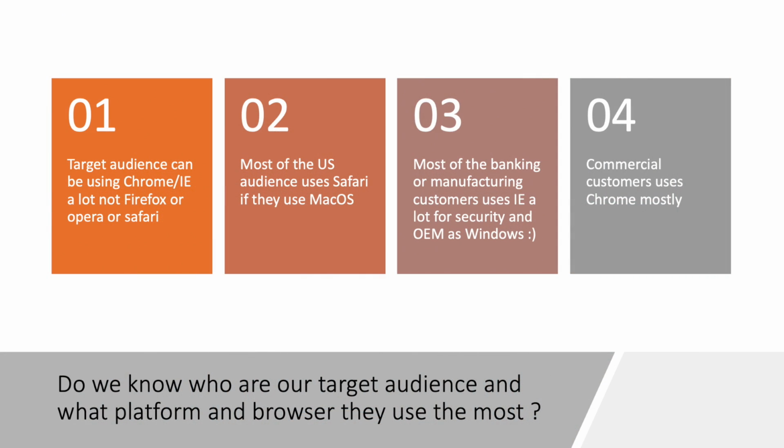And the next question is: do we know who our target audience is and what platform and browser they are using? The target audience may use Chrome or IE a lot, not Firefox, Opera or Safari. Most of the US audience uses Safari if they use the Mac operating system. Similarly, most banking or manufacturing customers use IE a lot for security and OEM, because OEM is always going to be Windows. And commercial customers use Chrome a lot. So these are the most important things.